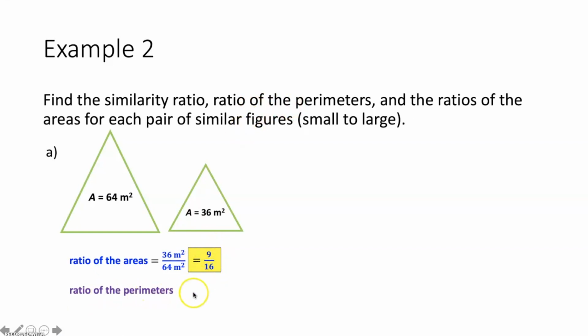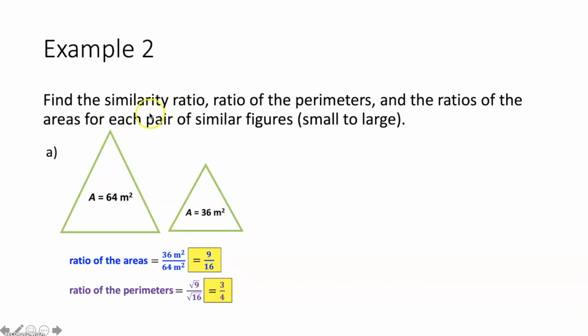Remember, if the ratio of the perimeters was a over b, then the ratio of the areas was a squared over b squared. So if we're given the ratio of the areas, to find the ratio of the perimeters, we actually have to square root the simplified ratio of the areas. So we're going to square root the 9 and we're going to square root the 16. And when we do that, we end up getting 3 over 4. That would be the ratio of the perimeters. Meaning, if I were to find the perimeter of the small triangle and put it over the perimeter of the large triangle and simplify that down, that ratio would equal 3 over 4.